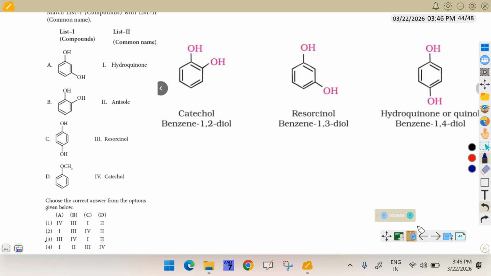Identify the common name of the compounds. Benzene 1,3 diol is resorcinol. Benzene 1,2 diol is catechol. Benzene 1,4 diol is hydroquinone. And methoxybenzene is called anisole. Third option is correct option.